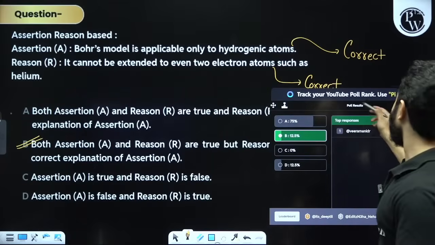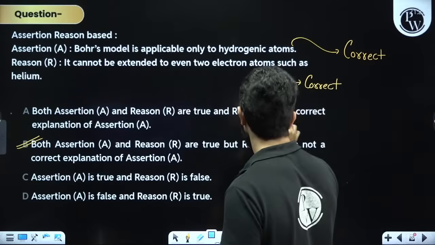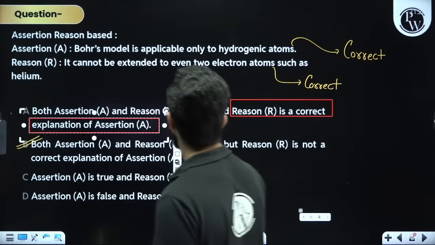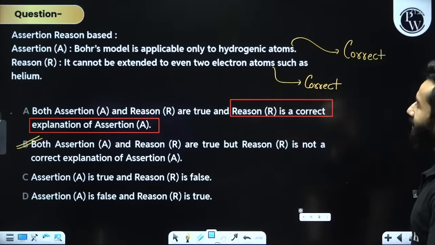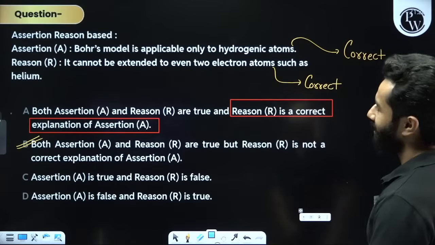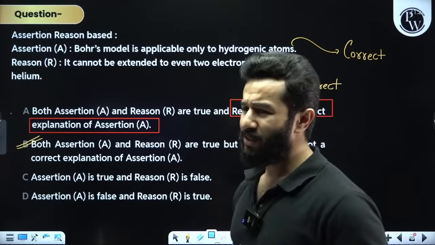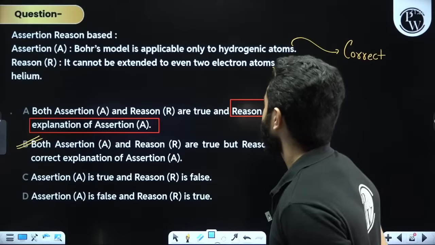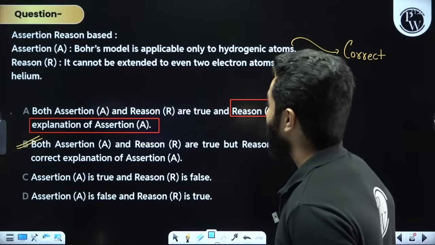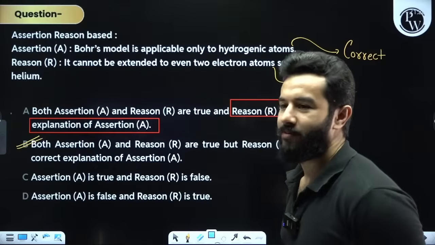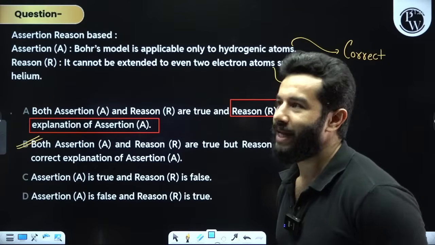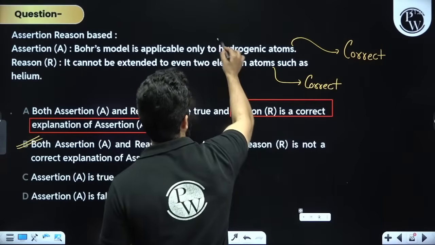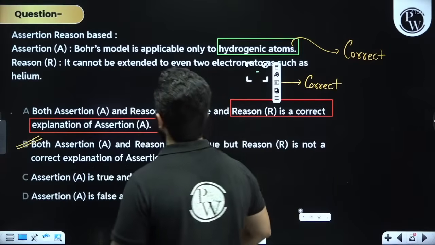Why correct statement? You guys always mess up in this one. Is the reason a correct explanation? It cannot be extended to even 2 electron atoms such as helium. I don't think it's a correct explanation. Why is it a correct explanation? It's not explaining why it is only valid for hydrogenic atoms, right?